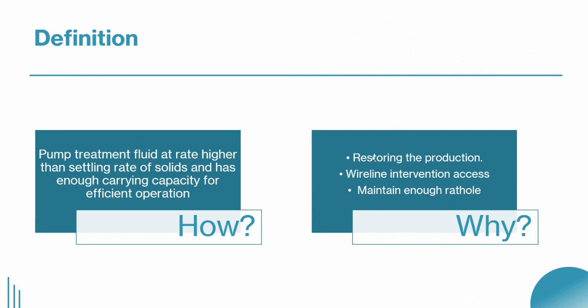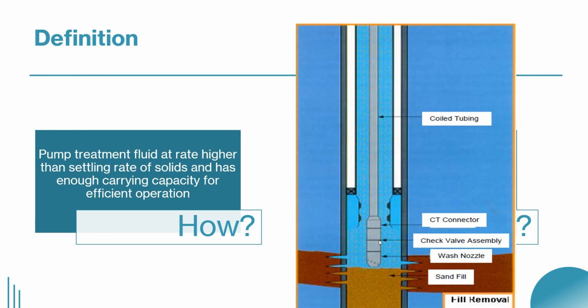Why do we do this? First, to restore the production. As you can see here, the sand accumulates against the open berth, so it prevents the production from these two berths. So the first purpose is to restore the production from the well. The second purpose is to allow wireline intervention and intervention in general. Because if you want to access below this berth, you cannot, because the sand fill is accumulated until this depth. So you want to restore the wireline intervention below this sand fill top.